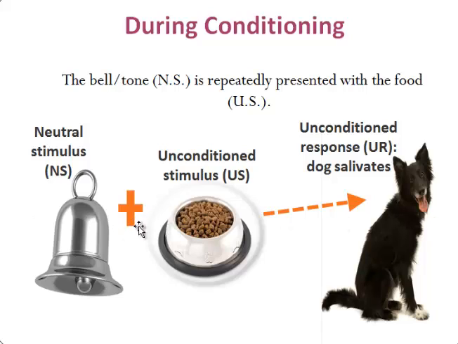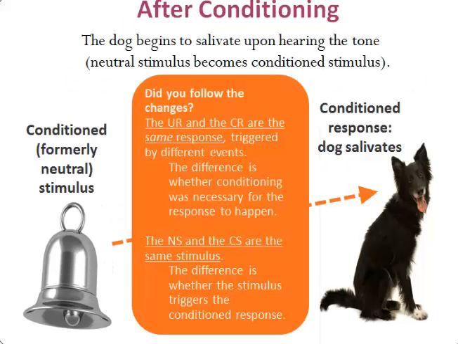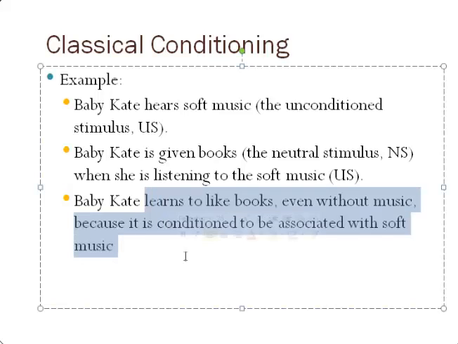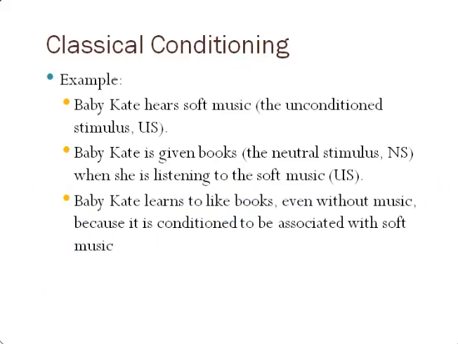Because you've combined them so many times, you've done it 20 times, or you've done both at the same time, the dog learns to associate the doorbell with eating. And so the doorbell can make the dog salivate. Example of classical conditioning in people. A baby hears soft music and is given books while listening to the soft music, and therefore the baby learns to like books even without music, because the book always came with the music, so the baby associates the book with the music.